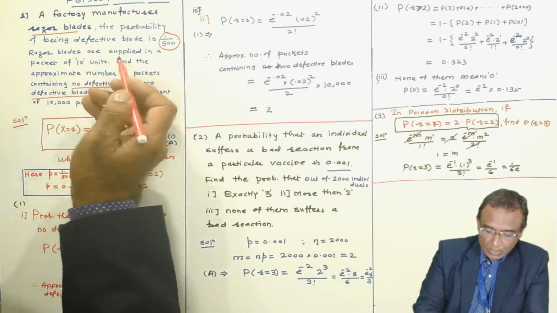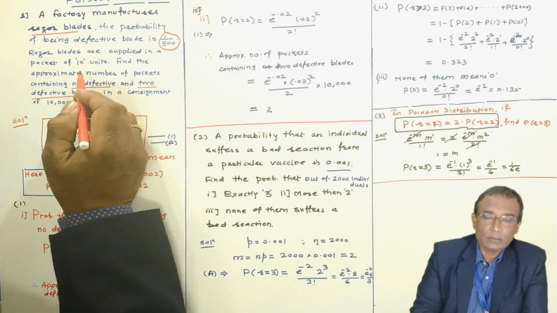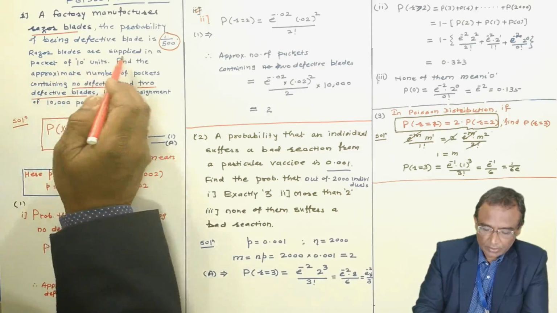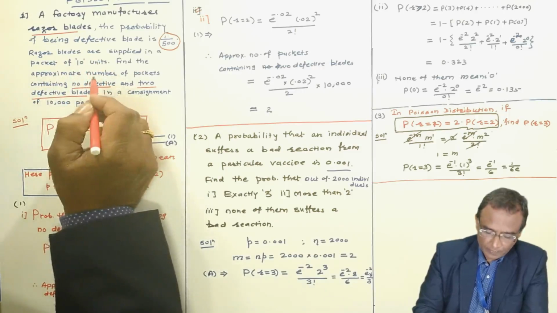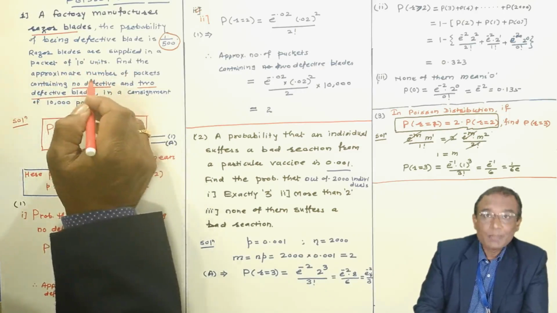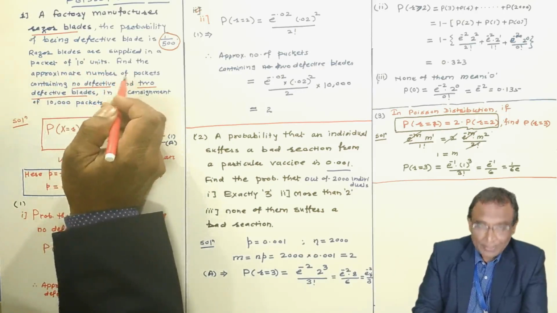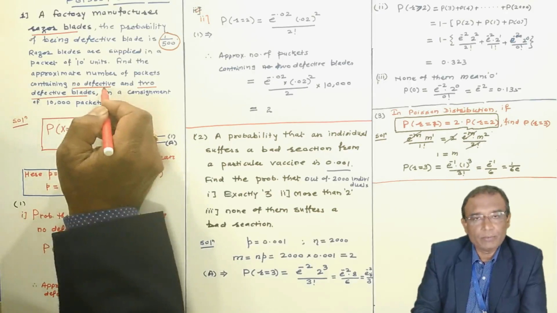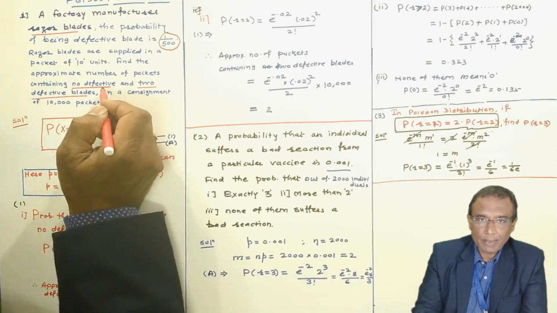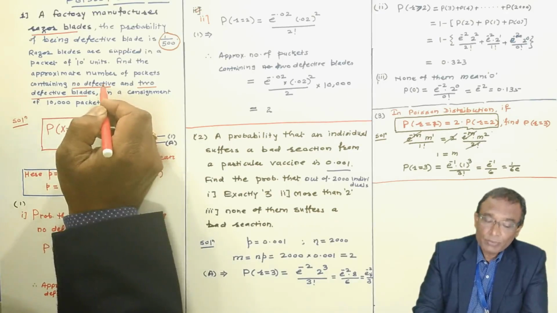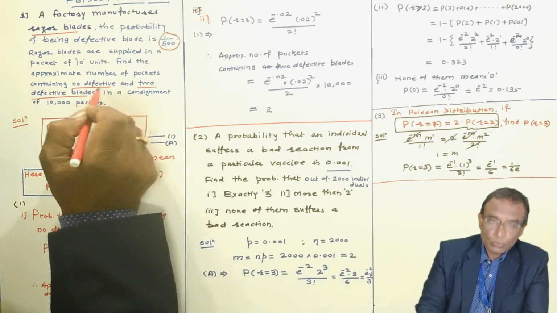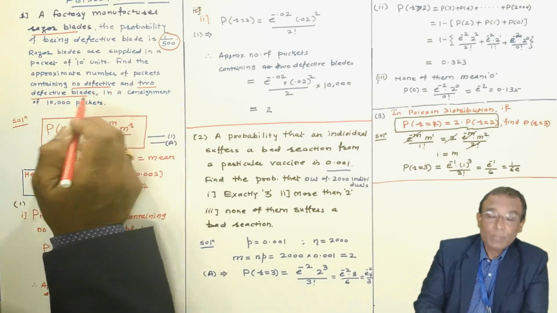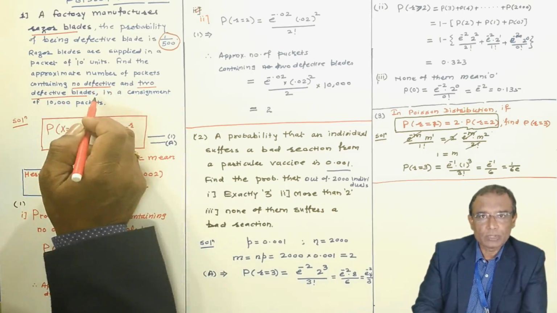Razor blades are supplied in a packet of 10 units. In each packet, 10 blades are there. Find the approximate number of packets containing no defective blades. What we have to find? We have to find the approximate number of packets containing no defectives and 2 defective blades. These two questions are asked.